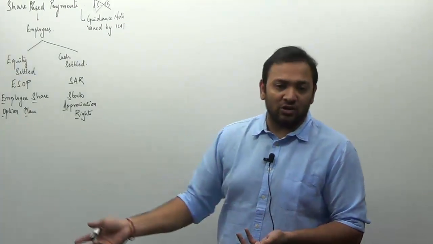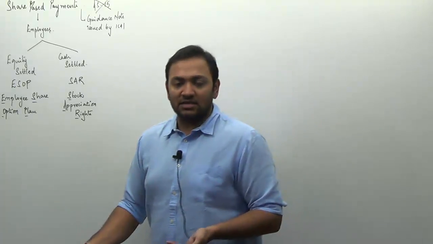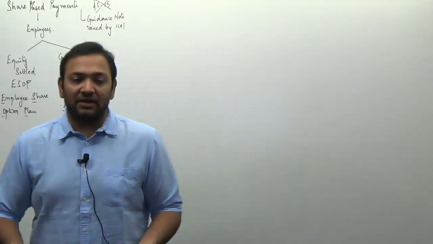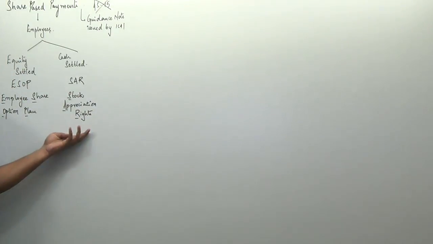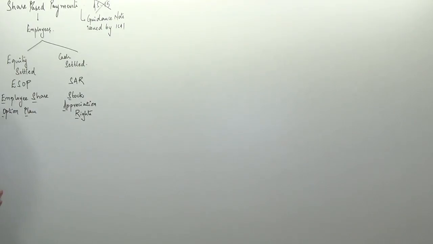But here no employee says no, because he is directly receiving cash. So who will say no when someone is receiving cash? So normally this is called a right. You cannot call these options. They are rights. So these are the two schemes that we talk about.